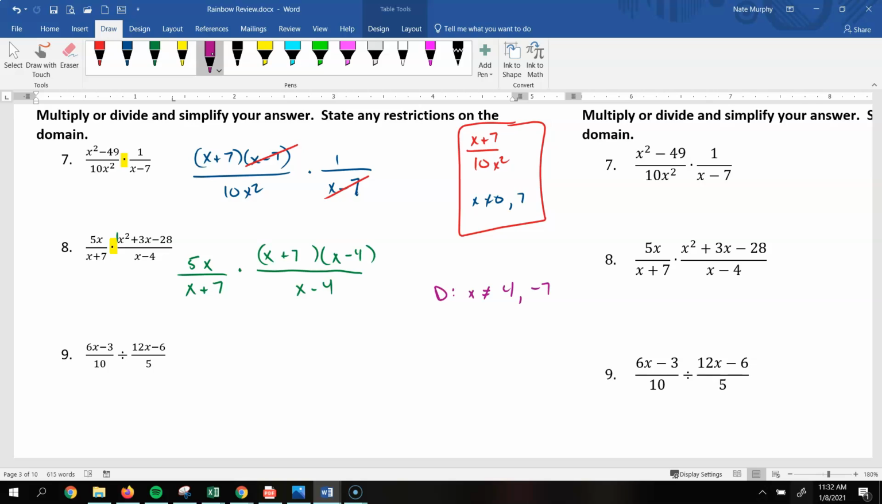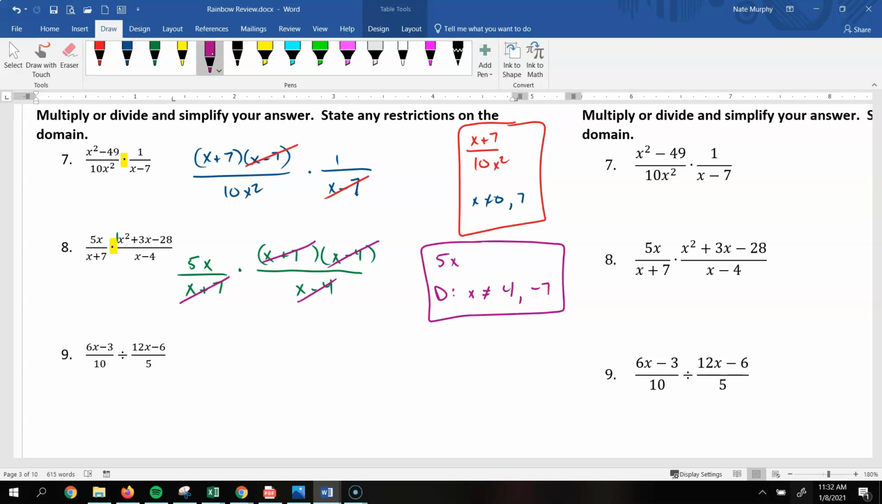All right, so now let's see what we can cancel out. The x plus 7's cancel out. And look at this, the x minus 4's also cancel out. So we're left with just 5x. So our answer is 5x with restriction in our domain that x can't equal 4 and x can't equal negative 7.